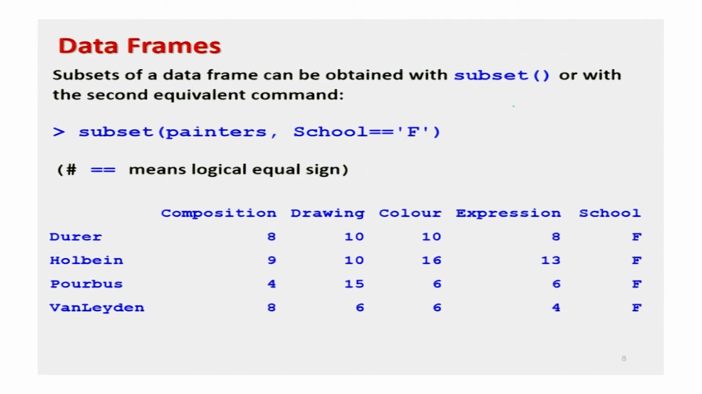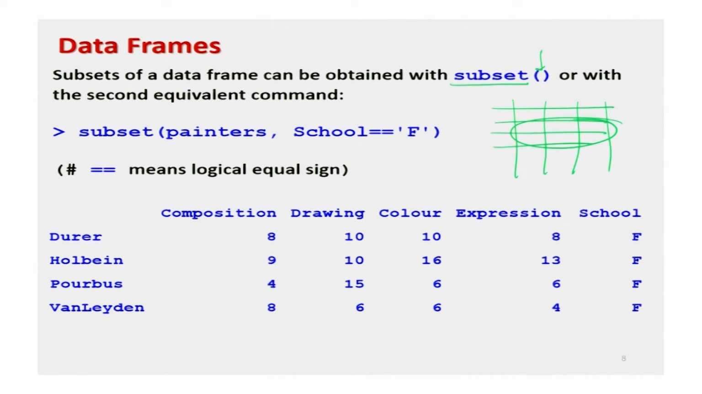For example, I have here different data arranged in rows and columns like this, and suppose you want to select some particular data set out of this whole data frame. A subset of the data frame can be obtained by using the command subset, SUBSET. Inside the parenthesis you write the name of the data frame, and then the condition, that is, what type of data you want.